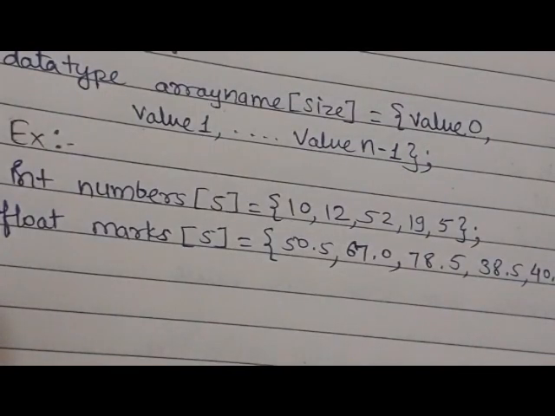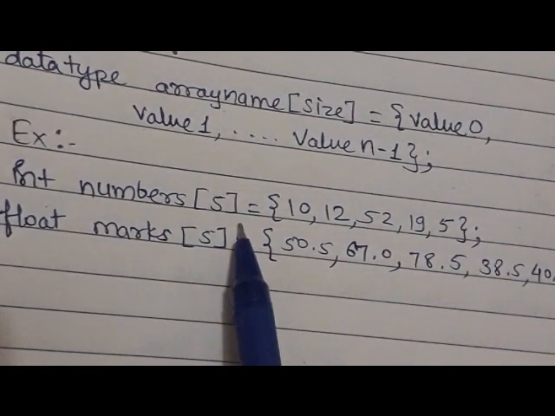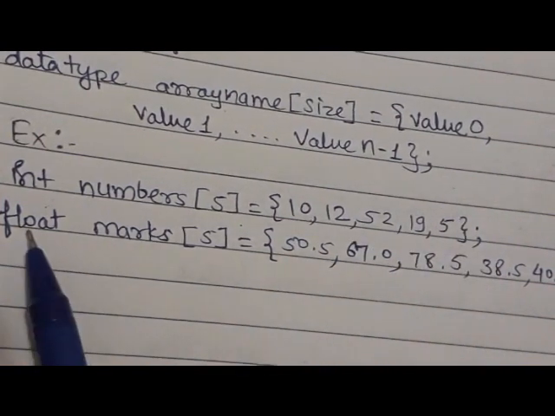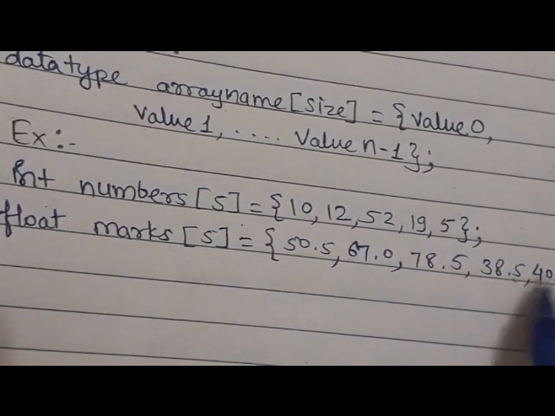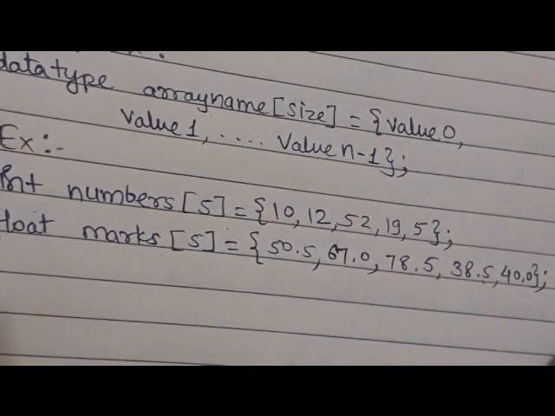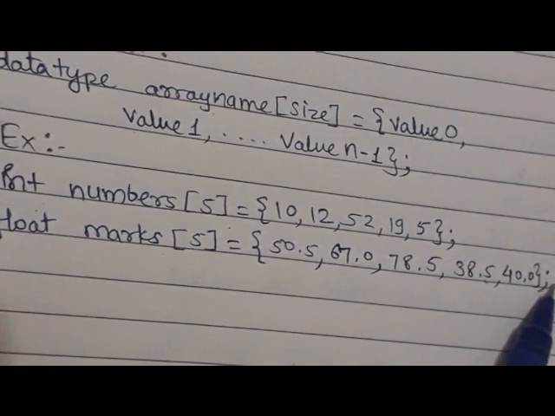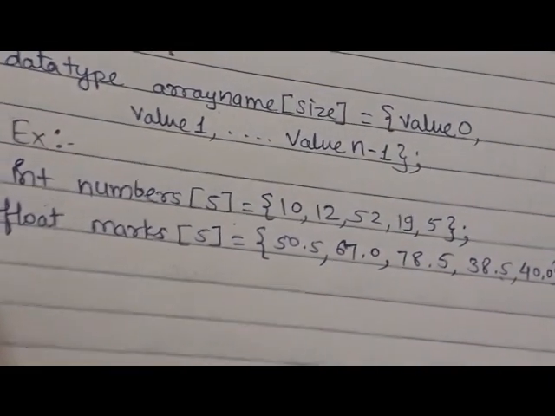Here we declare two different variables, that is int numbers of 5, where the 5 different values are stored, and float marks of 5, where again the 5 different values are stored. With this we write the closing curly bracket and a semicolon. So in this way we can declare an array and initialize an array.